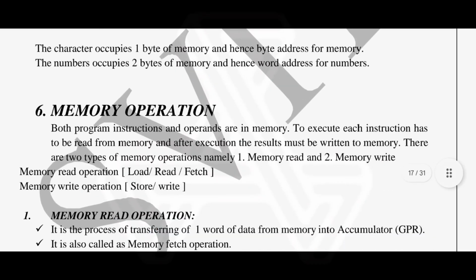Memory operation. Both program instructions and operands are in the memory. To execute, each instruction has to be read from memory, and after execution, the results must be written to memory. There are two types of memory operations, namely memory read and memory write operation. Memory read operation: load, read, fetch. Memory write operation: store and write.